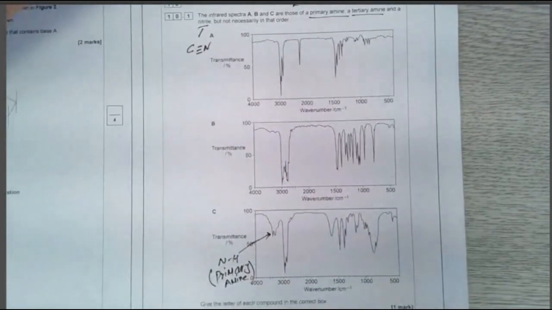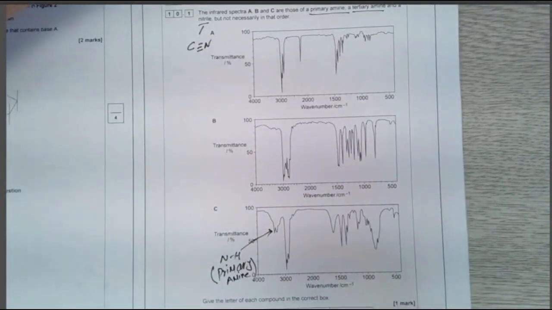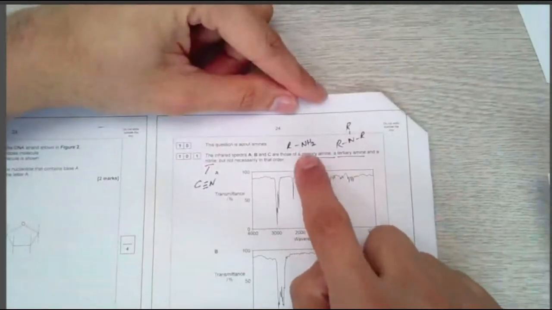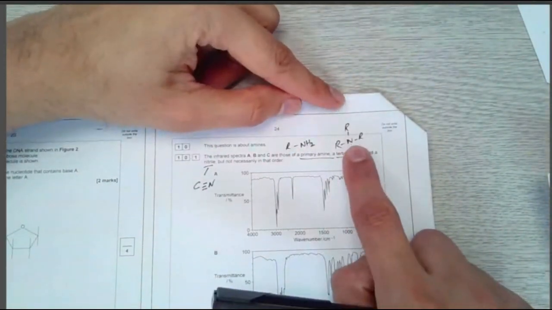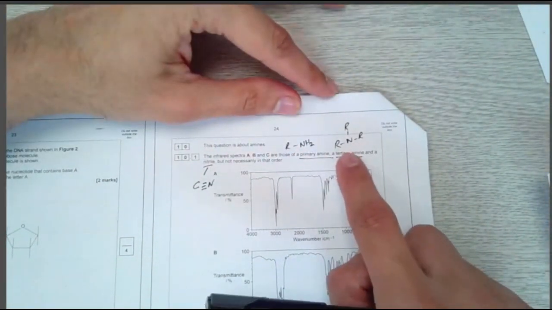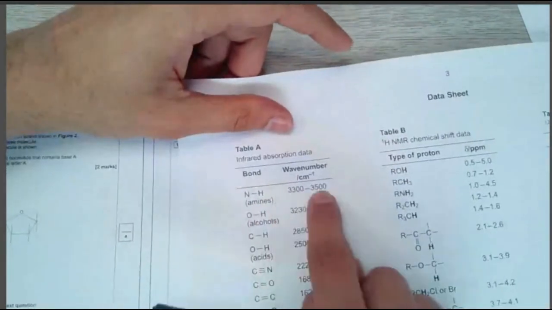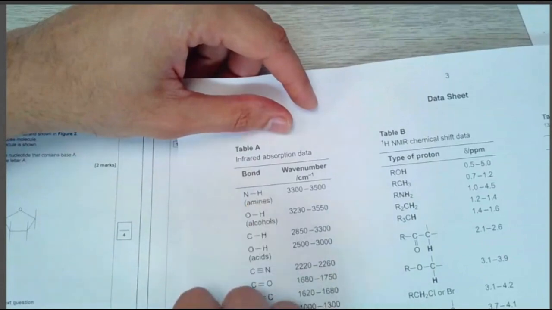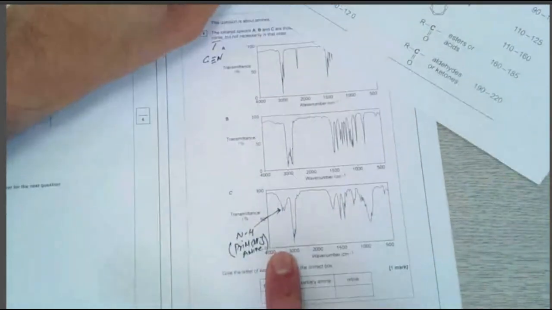Sarah, does that make sense? Yeah. Okay, so look, I've already annotated on the question. Primary means NH2. Tertiary means it doesn't have any NH bond, so it will not show any peak in this region, because it won't have an N-H bond, right? So the one that shows the N-H bond will be the primary amine, A.